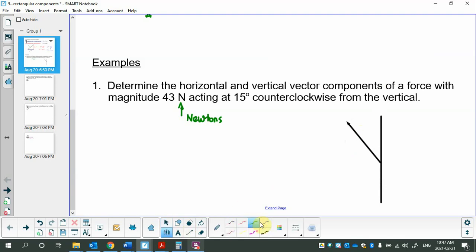One thing I do have to do is say that this is 43 newtons and say that this is 15 degrees. Oops, don't let me do that.